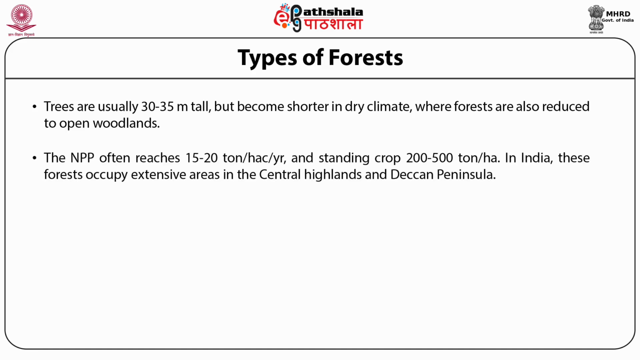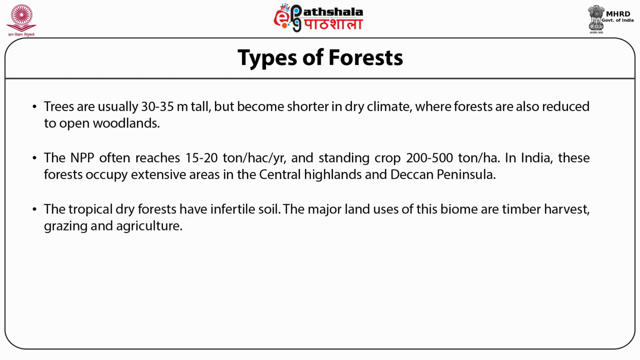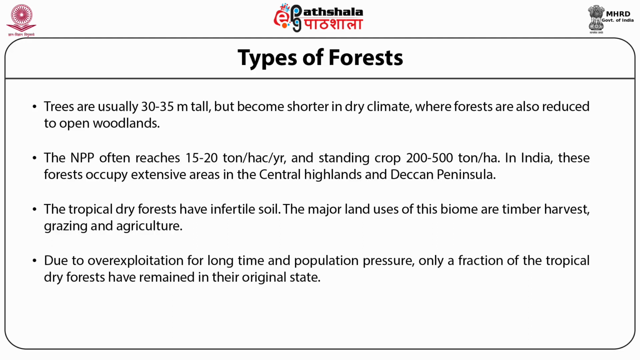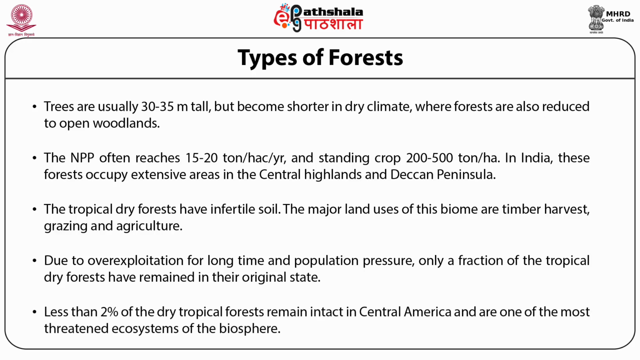The net primary productivity often reaches 15 to 20 tons per hectare per year and standing crop 200 to 500 tons per hectare. In India, these forests occupy extensive areas in the central highlands and Deccan Peninsula. The tropical dry forests have infertile soil. The major land uses of this biome are timber harvest, grazing and agriculture. Due to overexploitation for a long time and population pressure, only a fraction of the tropical dry forests have remained in their original state. Less than 2% of the dry tropical forests remain intact in Central America and are one of the most threatened ecosystems of the biosphere.